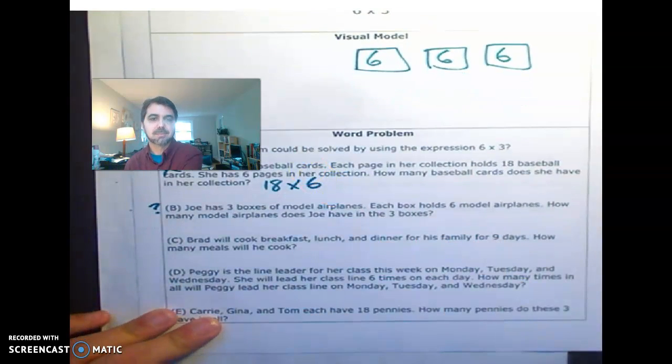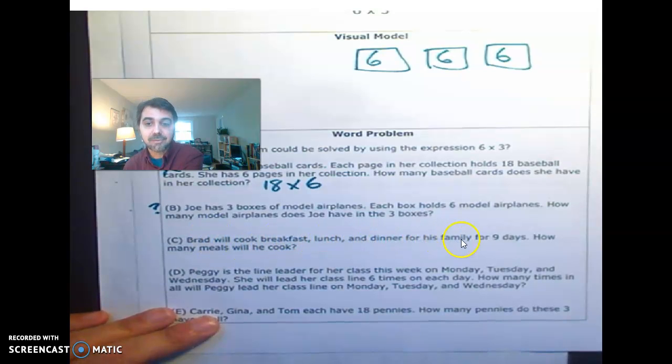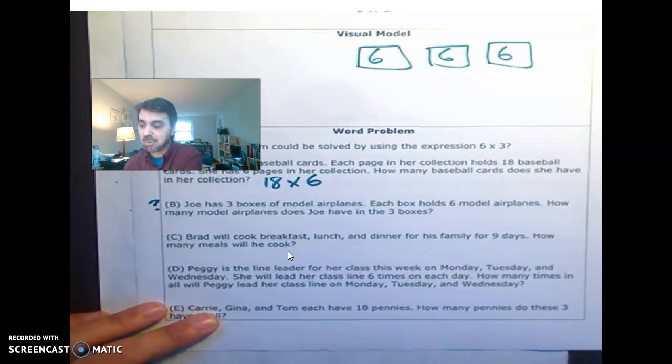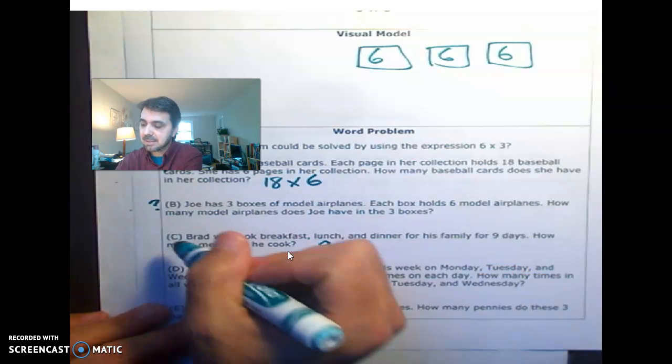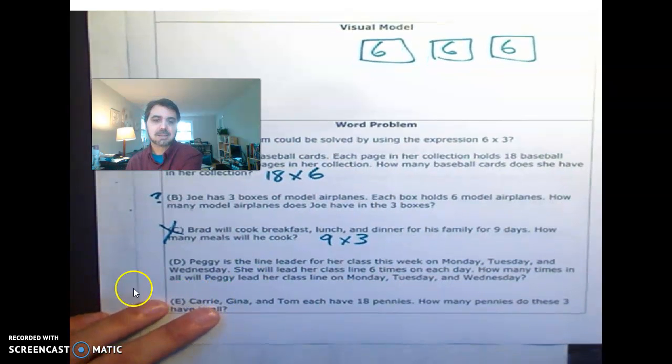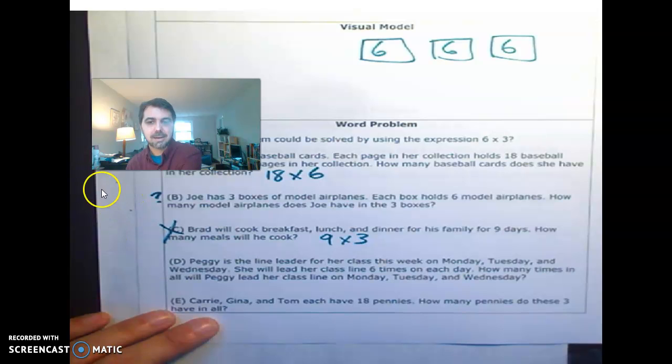Let's try the next one. Brad will cook breakfast, lunch, and dinner for his family for 9 days. How many meals will he cook? Well, that's not 6 times 3. That would be more like 9 times 3, right? 9 days doing breakfast, lunch, and dinner. It'd be like 9 times 3, so that doesn't make any sense. Let's cross that off.